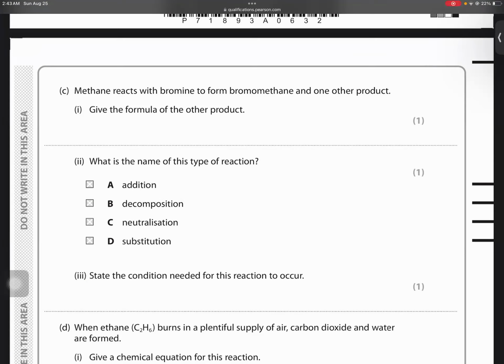Did you draw the structure? Methane reacts with bromine. Methane is an alkane. Obviously, I told you that there are two types of reaction in alkane. The first one we discussed was the combustion reaction, and the other one is the substitution reaction. Obviously, this is not a combustion reaction because a combustion reaction is always with oxygen. They're saying that it's with bromine.